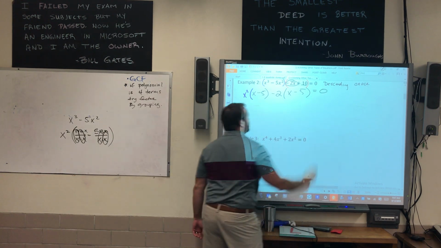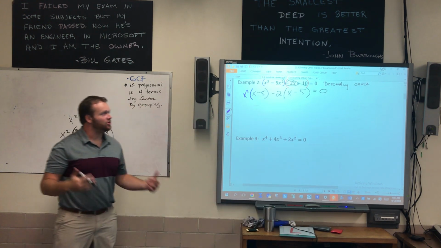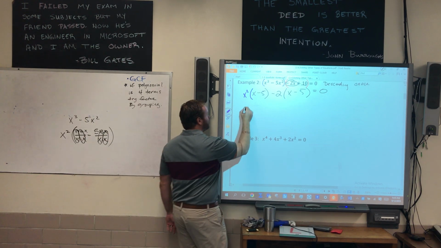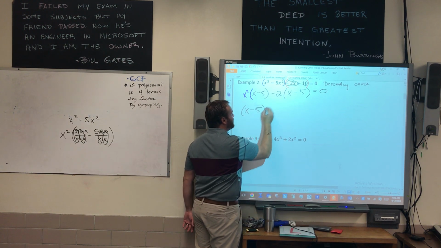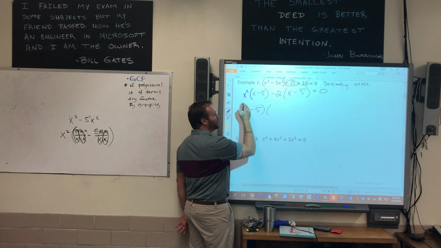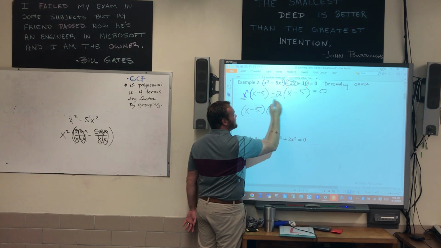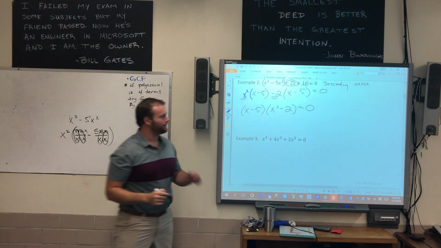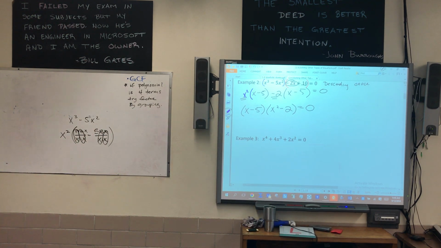So we get equals 0 here, right? Does that look just like what we did with the AC method when we factored quadratics? The terms on the inside of the parentheses were the same, so that's a factor. So x minus 5 is a factor. Then we have the terms that are on the outside, the x squared and the -2, and that's a factor as well. Okay?